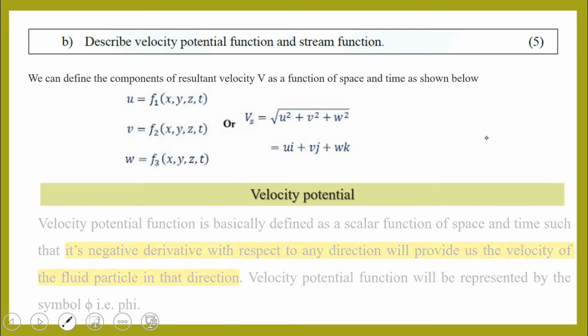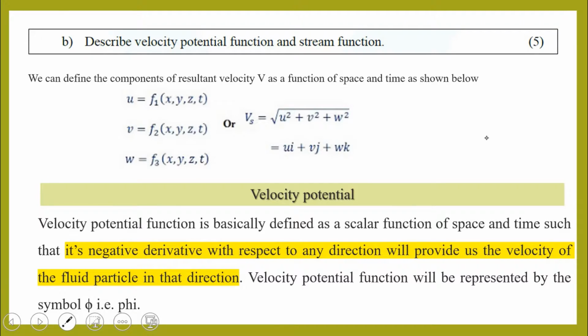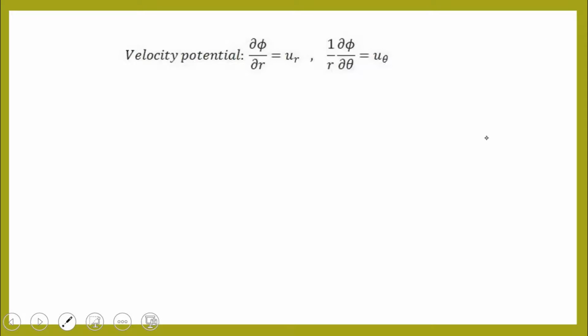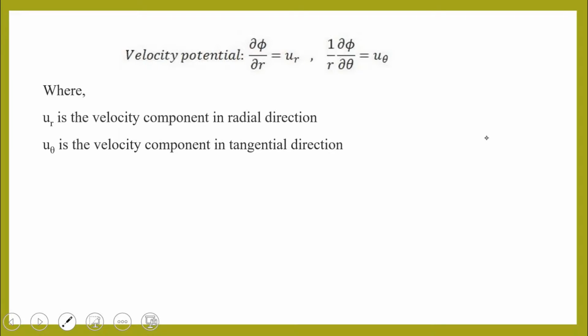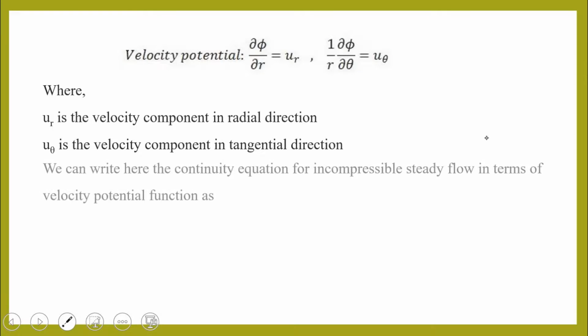Now velocity potential. It is basically defined as a scalar function of space and time such that its negative derivative with respect to any direction will provide us the velocity of the fluid particle in that direction. So the velocity potential function will be represented by phi, and dou phi by dou r or dou phi by dou theta into 1 by r will give the radial and tangential velocity components.